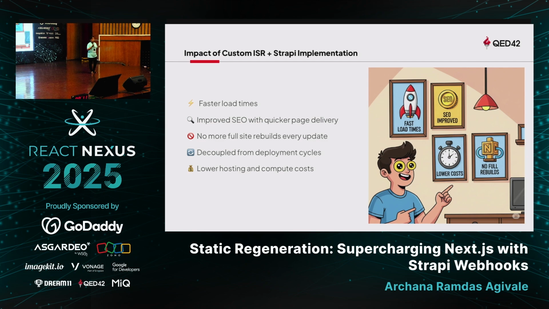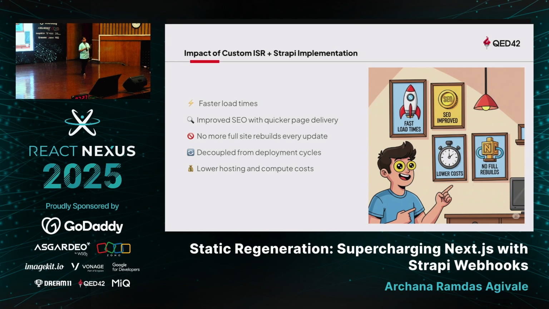So the overall impact of ISR is that we are using SSG only. We are not going with server side rendering or something. As it's serving static HTML, it is pretty fast. And everyone knows search engines love static HTML. Because of the static HTML and page speed, your SEO will automatically improve. No more full site rebuilds on every update. As I mentioned, every update does not require a full build, so you can go with a partial build, which will save your time, deployment efforts, and cost as well.